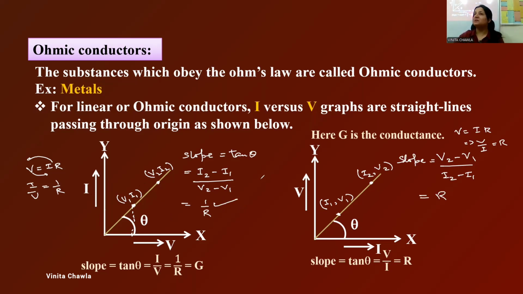If you're asked to find resistance and you have an IV graph, then from the slope you will get 1 upon R. You won't get R, so you have to take the reciprocal. If you have a VI graph and you are finding slope, then from the slope you directly get the value of resistance. This is the difference. Here you will get the value of conductance and here you will get the value of resistance. Here, what will you have to do? There will be one extra step, in which you take the reciprocal and get the value of R, and in this you directly get the value of R. Okay. Write this, important.